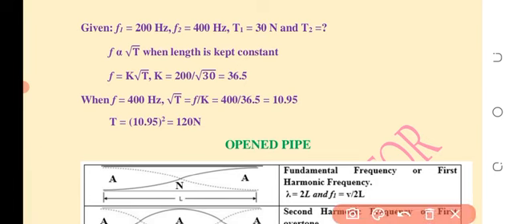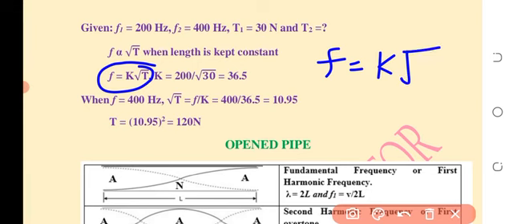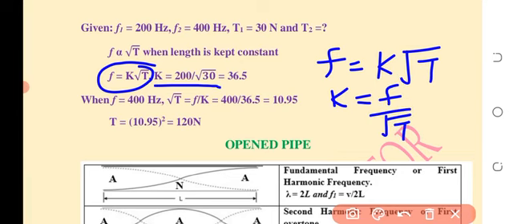Making use of this relationship, that is F equal to constant multiplied by root of T, we make our K the subject of the formula. We have F over root T, and that is what is happening here. That is why we have 200 over root 30, where 30 is our tension, and that gives us the value of the constant to be 36.5.